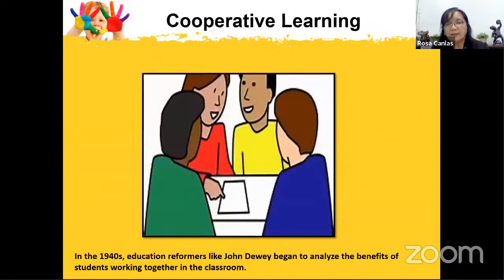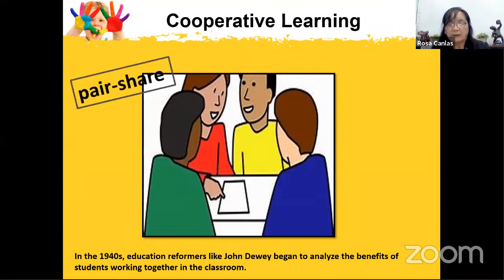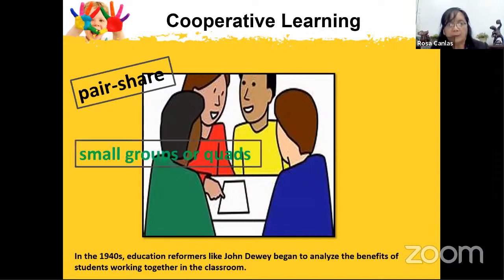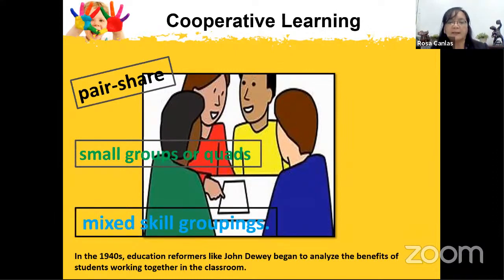Because of this, cooperative learning was also introduced by education reformers like John Dewey, who began to analyze the benefits of students working together in the classroom. So we have the pair share. We can also have small groups or quads, and mixed skill groupings.